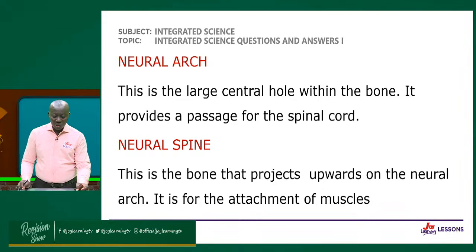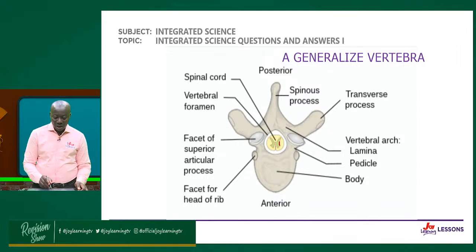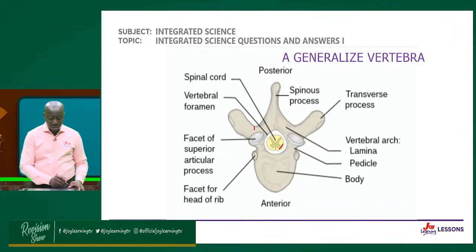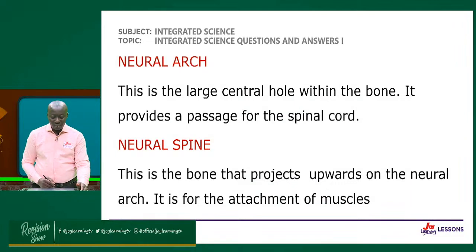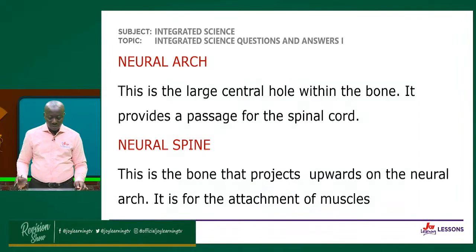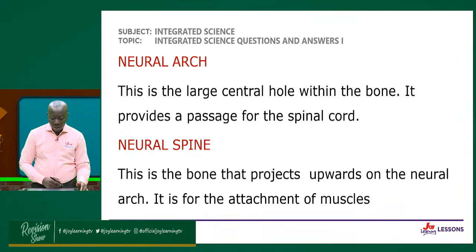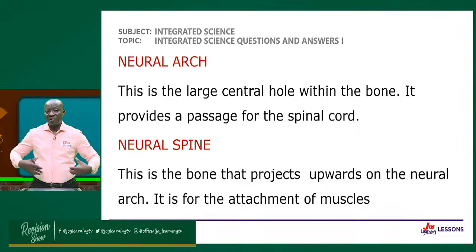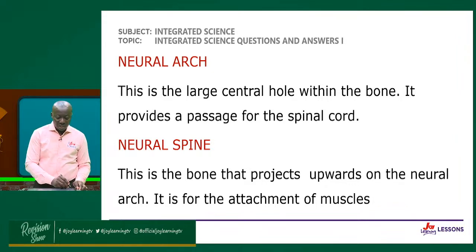From the centrum, we move on to the neural arc. This is a large central hole within the bone. It provides a passage for the spinal cord. Let's look at the diagram again. We have the spinal cord running through the solid bone, and you have this region referred to as the neural arc or arch. The neural spine is a bone that projects upwards, above the neural arc, and it's also the point for the attachment of muscles, muscles of the back or of any portion of the body.